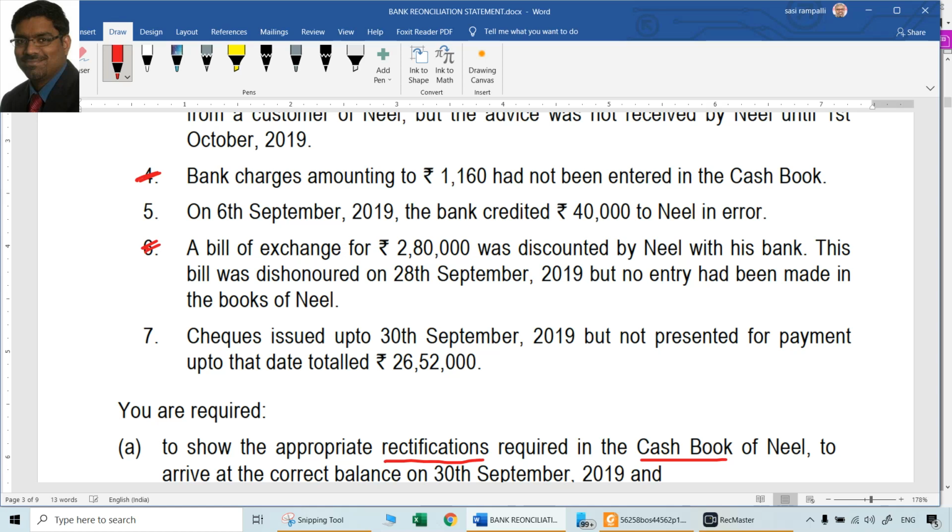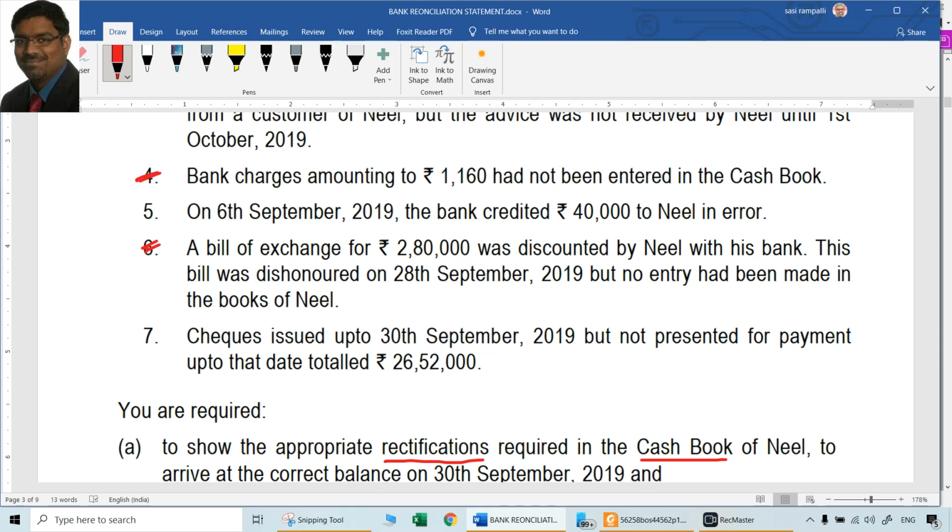Then the 6th point. A bill of exchange of 2,80,000 rupees was discounted by Neil with his bank. This bill was dishonored on 20th September 2019, but no entry had been made in the books of Neil. So again, it is our mistake. Maybe we did not know the dishonor, whatever the reason may be, but we did not definitely record the dishonor.